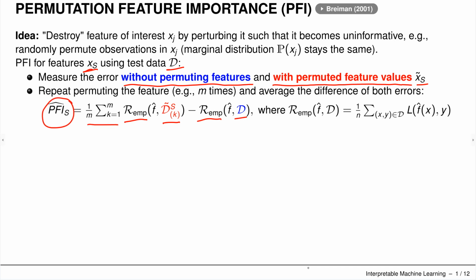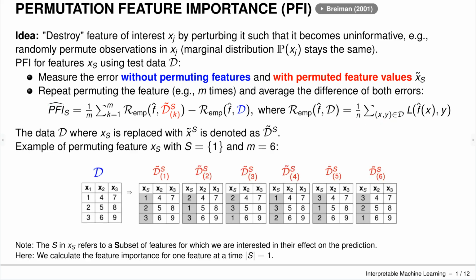And for the empirical risk, here on the right, we can just use the loss function and average over all observations in the dataset. So for example, we have the data D and have our original feature X_S, replace it with a permuted version X_S tilde, and call the dataset D_S tilde. And if we have S equals a set of 1, so only feature 1 is in our set of features of interest, and M equals 6, so we have 6 permutations we want to do.